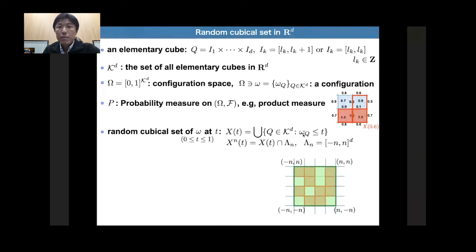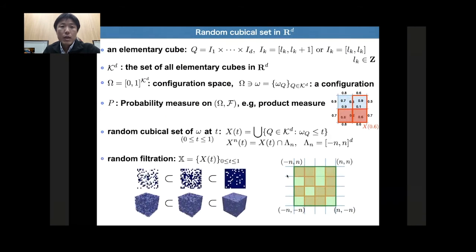Well, from this definition, the random cubical set X_t will be an infinite set. And so we will introduce a finite cubical set by restricting the original cubical set into the window Λ_n, like this. So the window Λ_n with length 2n, like this. Since we now have a finiteness condition, we can naturally define the Betti numbers in this setting.